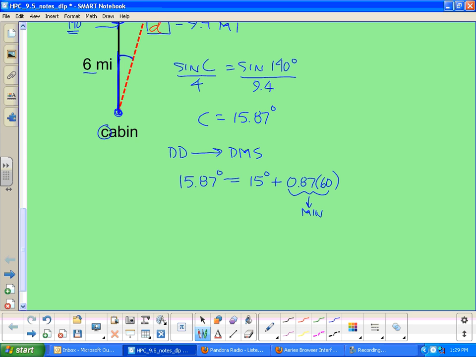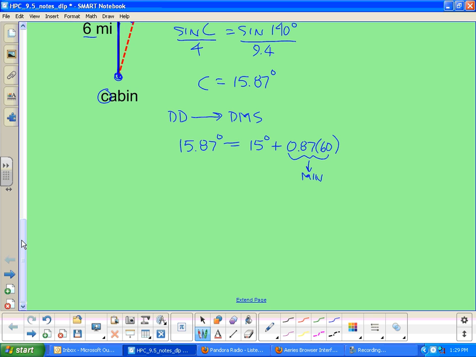So somebody do that for me first. 0.87 times 60 gives me... Say that again. Okay, so 15 degrees plus 52 minutes, and then you said it was 0.2? Yeah. So this thing became 52.2. And now what we're doing to find the seconds is we're taking the decimal portion of those minutes, and we multiply it by 60. And now this creates seconds.